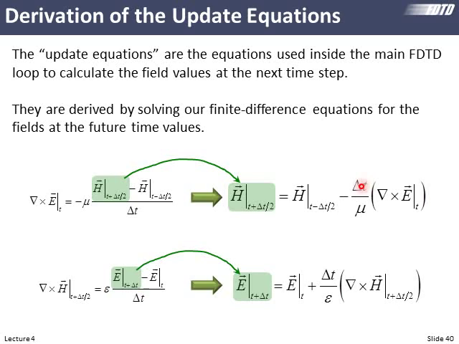Likewise, we have our other equation, and we do the exact same thing. We look at the E at the future time step and solve this equation for it. So we have E at the future time step equals E at the previous time step plus a constant times the curl of H. So exactly what we said needs to happen is going to happen. We'll calculate the curl of E, multiply it by delta T over mu, and update H based on its previous value. And we'll do the same thing to update the E field. We'll calculate the curl of H, multiply that by delta T over epsilon, add that to the present value of E, and we've updated the E. So these are called our update equations.